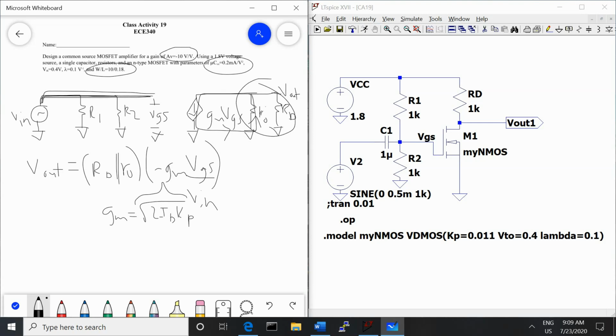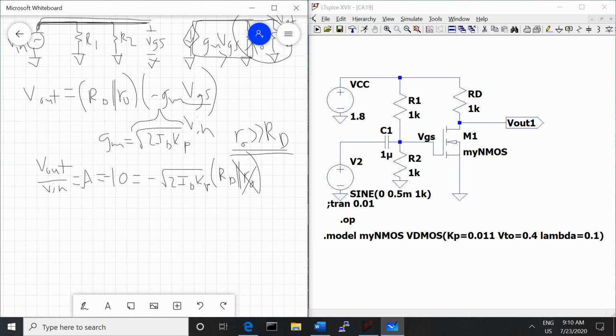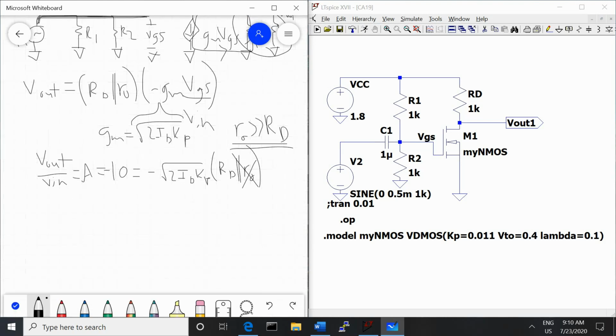We'll plug that in for gm, and then we can write our gain equation: Vout over Vin equals A, that's gain. Gain is -10, equals negative gm, which we know is the square root of 2ID Kp, multiplied by RD in parallel with R0. Now R0 is typically much larger than RD, so we're going to make that assumption and neglect R0, and then we'll come back and double check that that assumption is valid when we get to the end of our analysis.